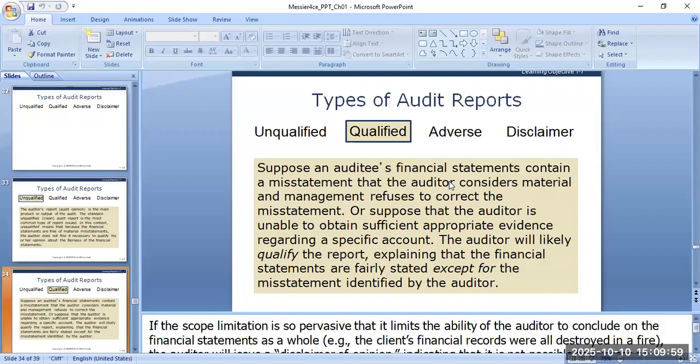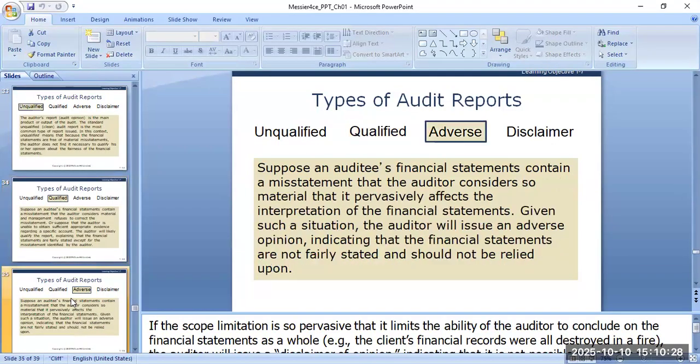Qualified means that the statements contain a misstatement that the auditor considered material. And in this case, the management refuses to correct the misstatement. Or the other option that we have here is suppose that the auditor is unable to obtain sufficient appropriate evidence regarding the specific account. That can trigger this qualified report.